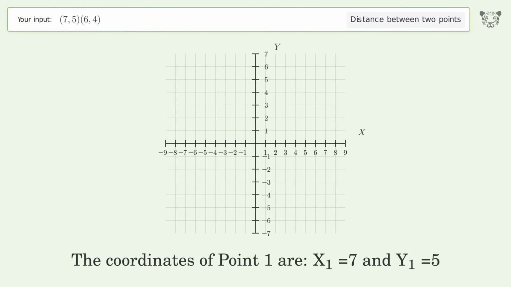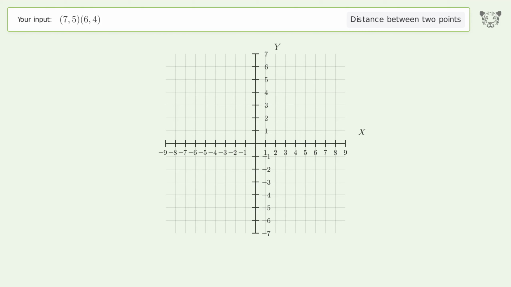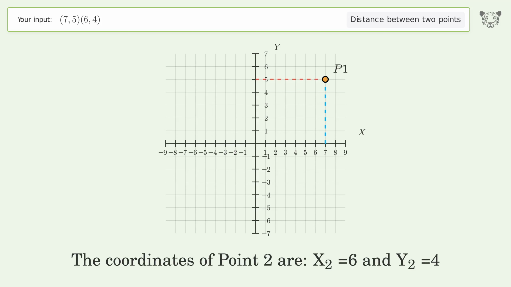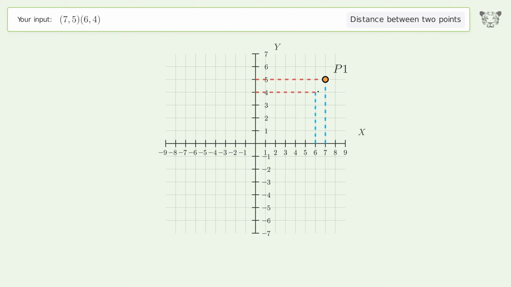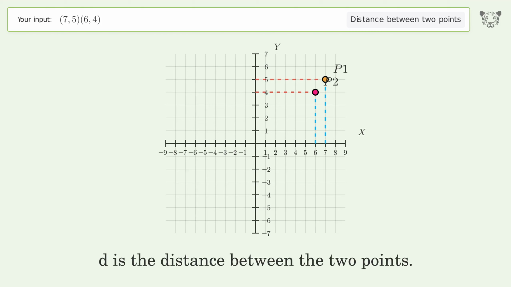The coordinates of point 1 are, x1 equals 7 and y1 equals 5. The coordinates of point 2 are, x2 equals 6 and y2 equals 4. D is the distance between the 2 points.